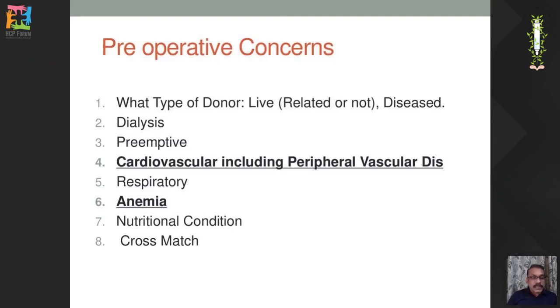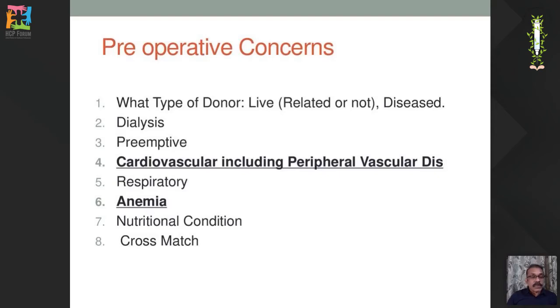For patients who are on dialysis, the duration of the dialysis has a direct correlation with the patient's post-operative outcomes. The lesser the dialysis duration, the better the outcome, and that is where the role of preemptive transplant comes in. That means patients who have end-stage renal disease but are not yet on dialysis. If we transplant them before they go on dialysis, the chances of survival are very high.